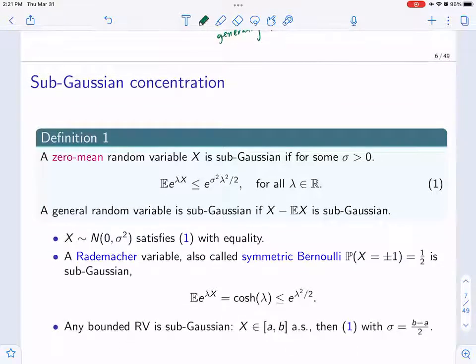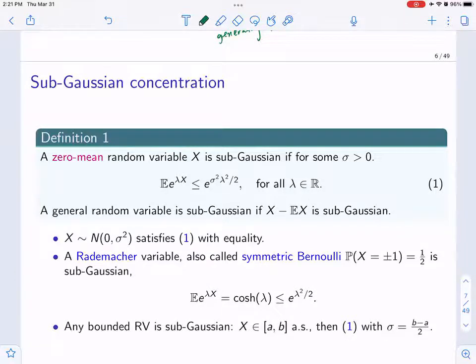The subgaussian random variable is a random variable whose MGF is upper bounded by the MGF of a Gaussian. In particular, a Gaussian is always subgaussian. The zero mean assumption is forced by this: you can do a Taylor expansion and see that if this holds for all lambda, then the expectation of x has to be zero. So if you want, you can remove it.